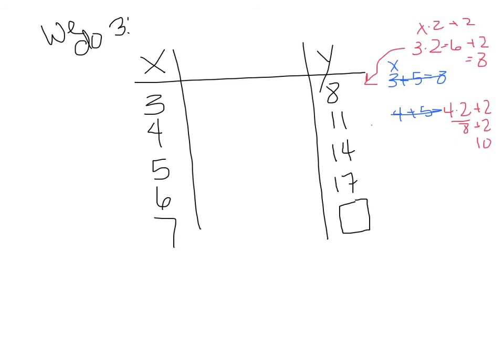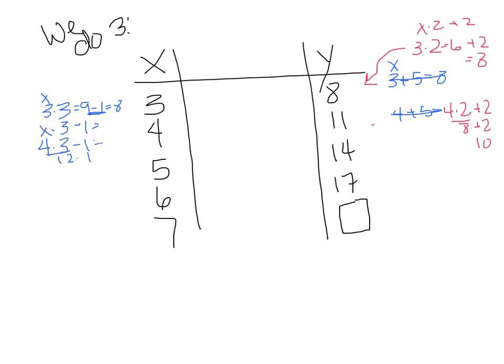So let me try over here. What if I do 3 times 3, or whatever x is in this case, times 3? That would give me 9. And then to get it to 8, I would have to subtract 1. So if I did x times 3 minus 1, will that work on the next row? If x is 4, let's plug in 4 and try it. 4 times 3 minus 1. 4 times 3 is 12, and 12 minus 1 is 11. That one worked.